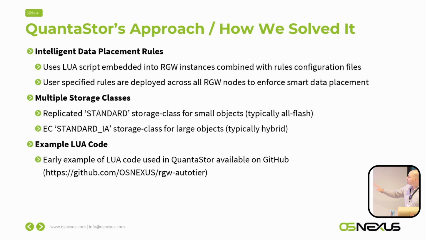The other part of how we solve this is, of course, leveraging having multiple pools. So we can have a pool that's standard, another one that's called standard IA. These names like standard and standard IA come right out of Amazon's S3. Amazon has a bunch of storage classes, and we use those same names.